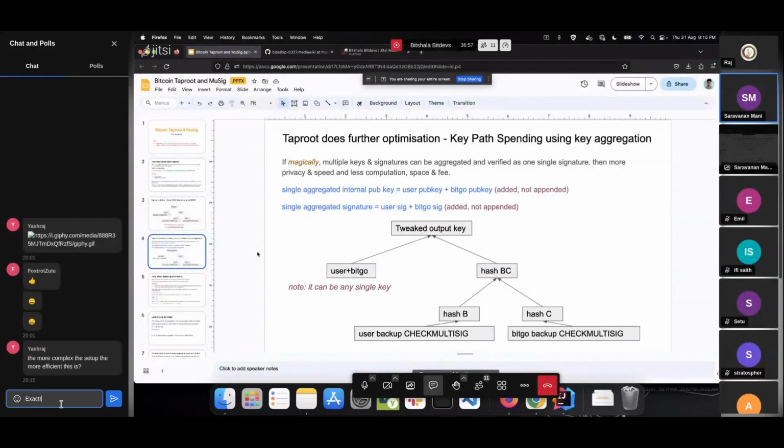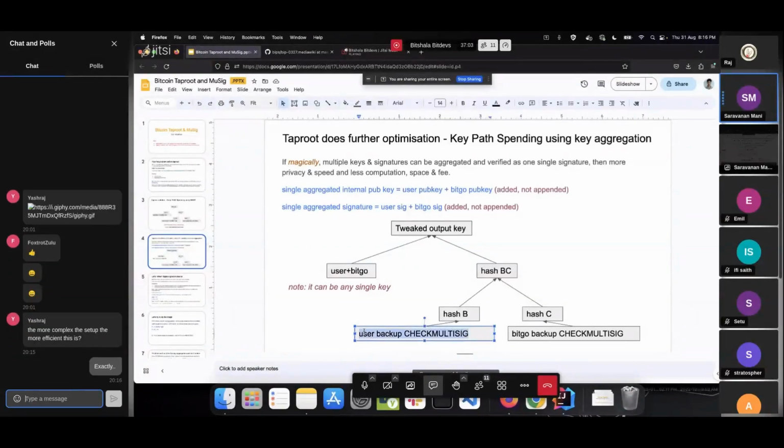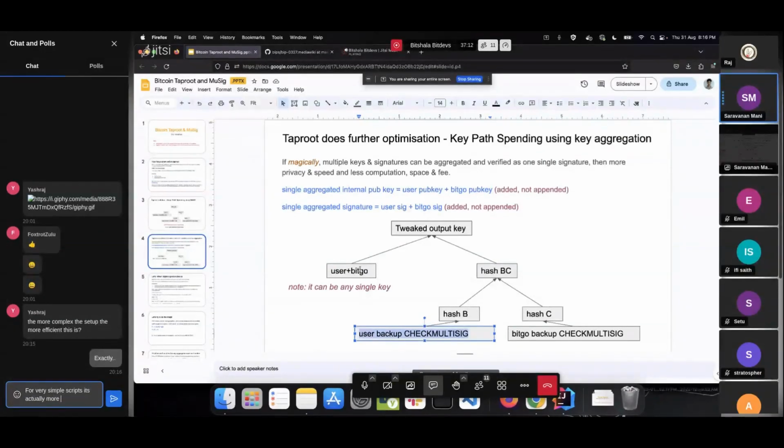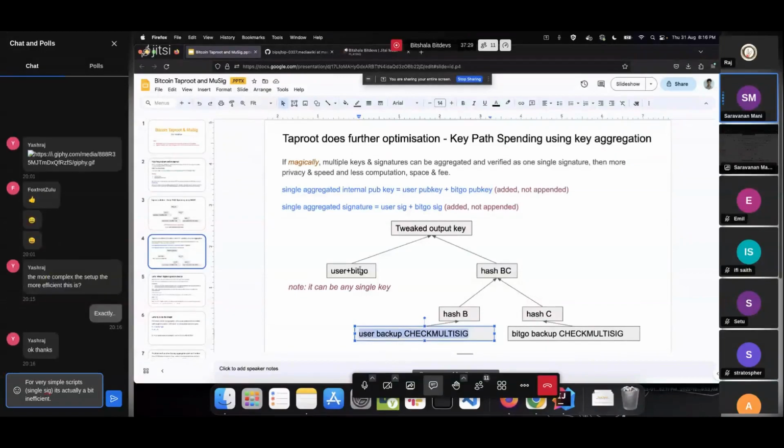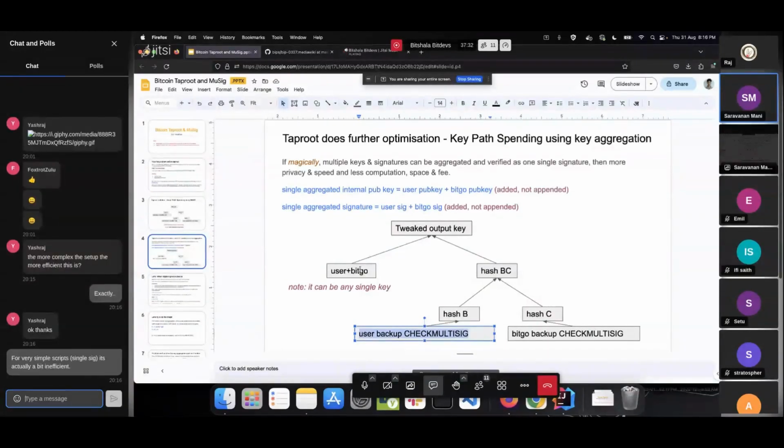Let's assume magically there is a way to, instead of doing this, simply add the user and the Bitgo key. Just add them, 32 bytes plus 32 bytes, and arrive at a single 32 byte public key, an aggregated public key. And the signature will also be an aggregated signature, let's say a 72 byte signature as a hypothetical example. A single signature and a single public key, both aggregated. Two signatures are aggregated into one signature, and two public keys are aggregated into one public key. If we can magically do that, then we can do one thing.